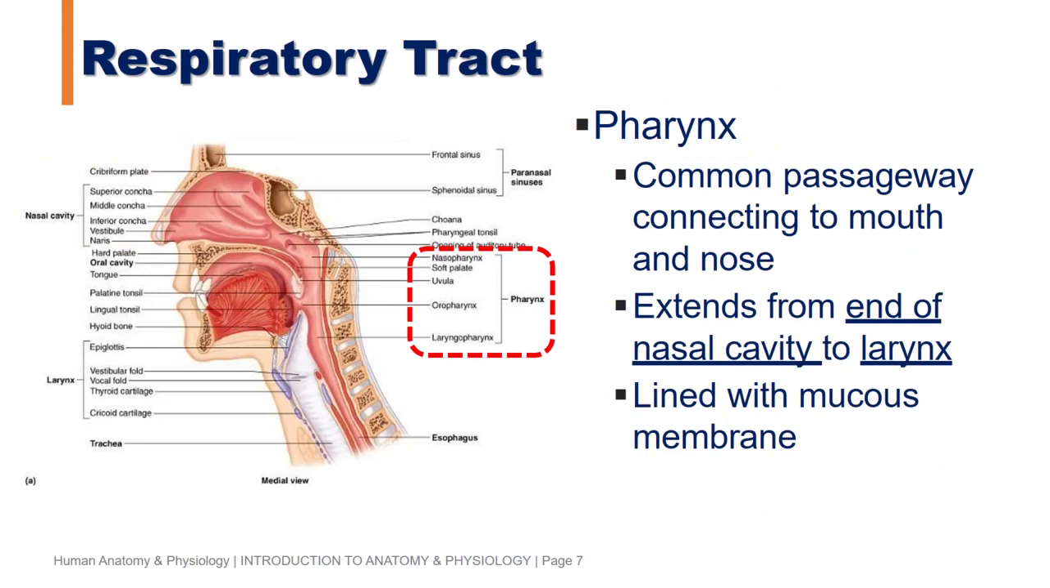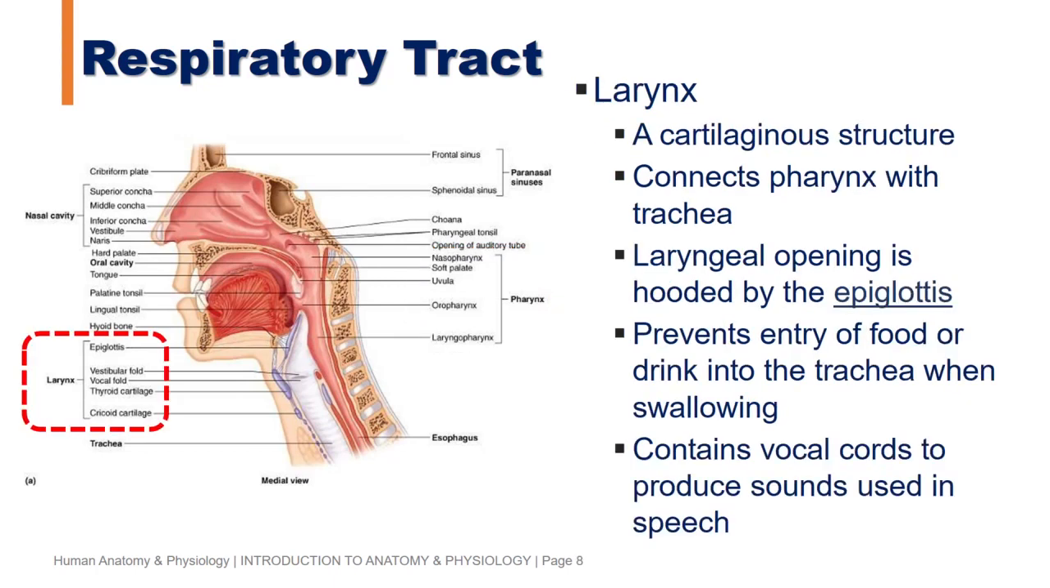Next, you have your respiratory tract. Let us start with the pharynx. It's a common passageway connecting the mouth and nose. It extends from the end of your nasal cavity going down to the larynx, and it is lined with mucous membrane. Larynx, a cartilaginous structure, connects the pharynx with the trachea. The laryngeal opening is hooded with the epiglottis, which prevents entry of food or drink into the trachea when swallowing, and it contains vocal cords to produce sound used in speech.